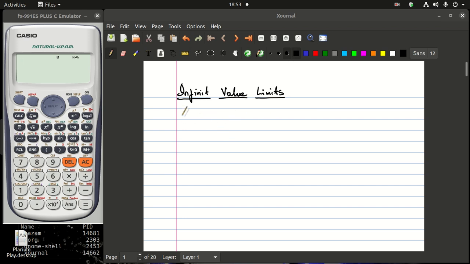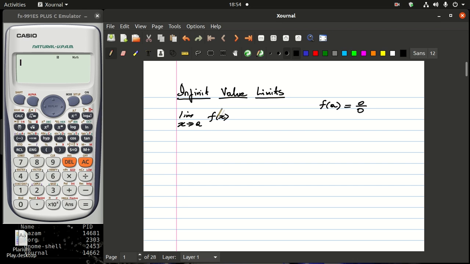Just a quick recap. Suppose the question says evaluate a limit as x approaches some number a of f of x. We said that if I take this a and plug it in for the value of x, I find out that f of a is equal to 0 over 0.